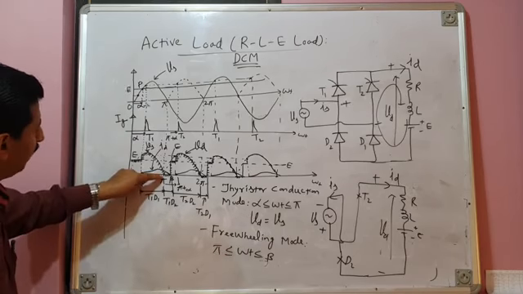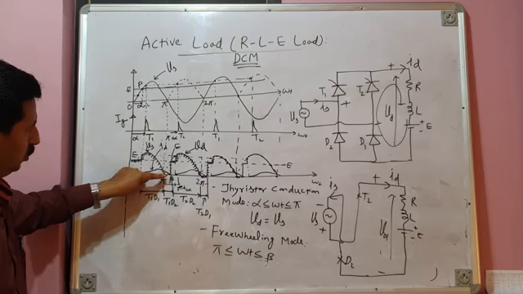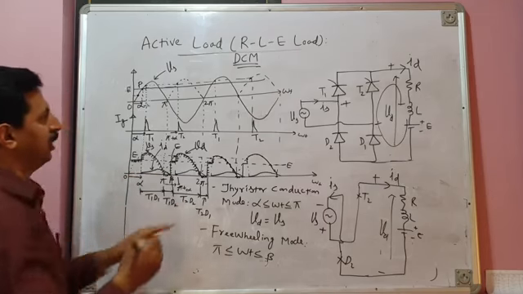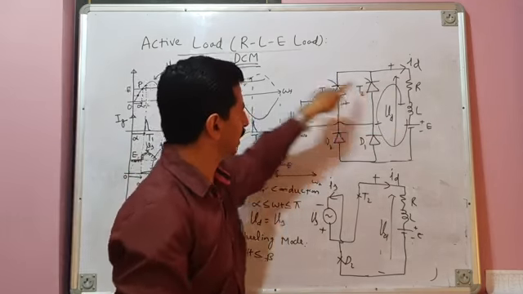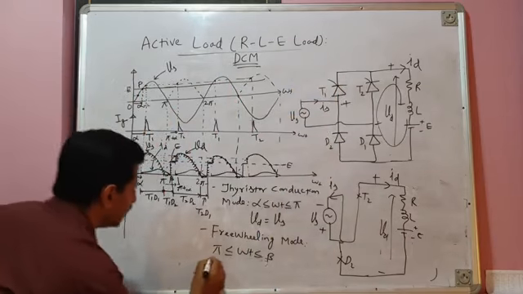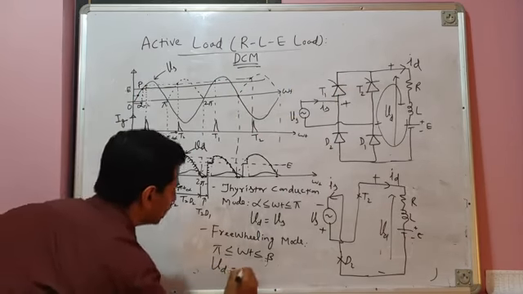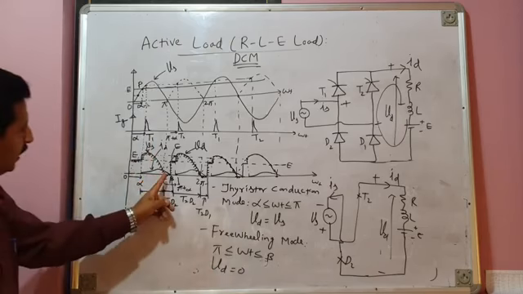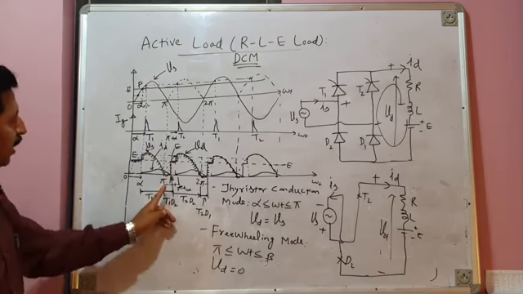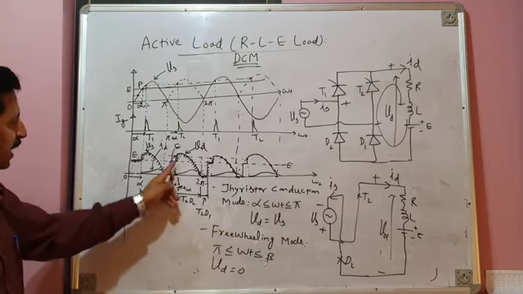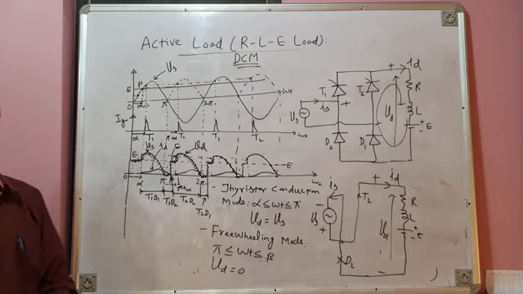And during this freewheeling mode, what is the load voltage? During the freewheeling action, the load is shorted by T1 and D2, so load voltage is 0. So I will write here load voltage is 0. After that, your third mode comes. Third mode is from beta to pi plus alpha, that is, beta to the next instant of firing.